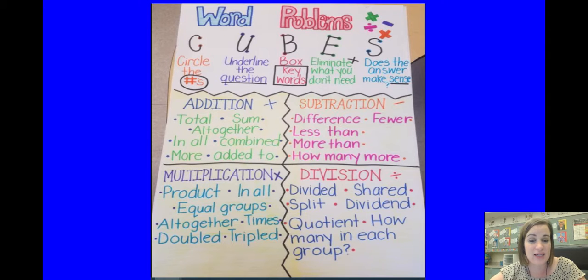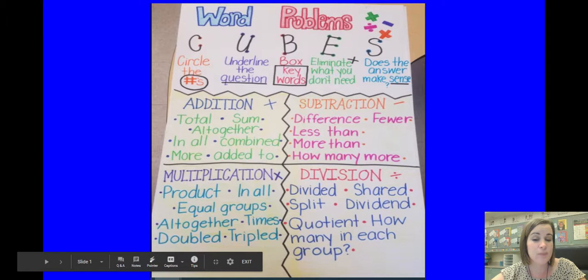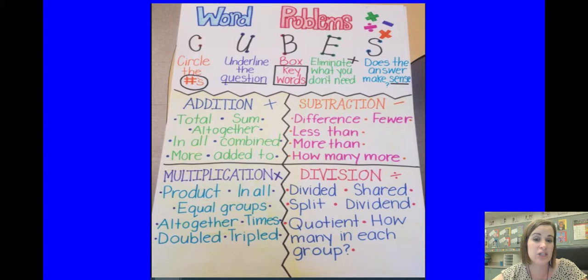If you were subtracting, some of the keywords you would box would be difference, fewer, less than, more than, and how many more. It's important to box these words to help us understand what exactly the word problem wants us to do. I also have some key words for multiplication and division as well. But we're going to be focusing on addition and subtraction right now. Later in the year, we'll continue talking about CUBES and some of the other keywords you might find.